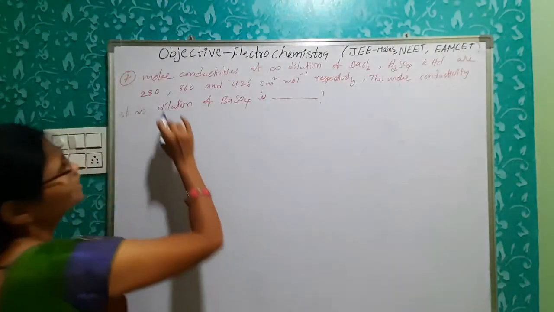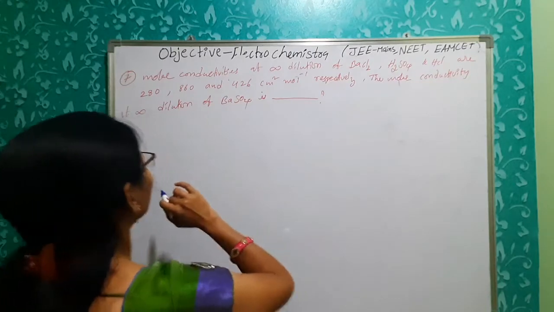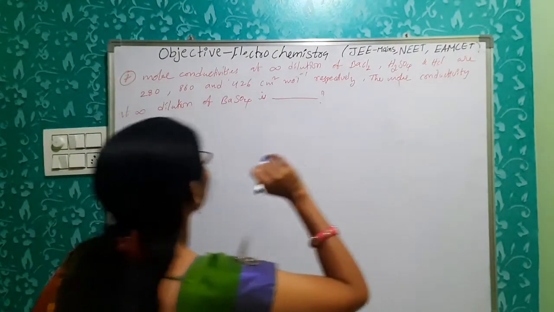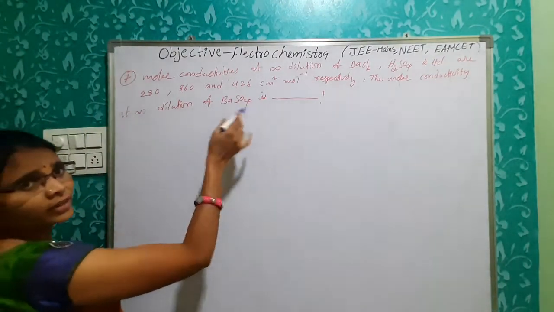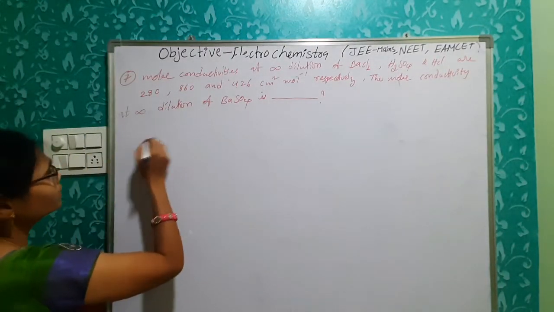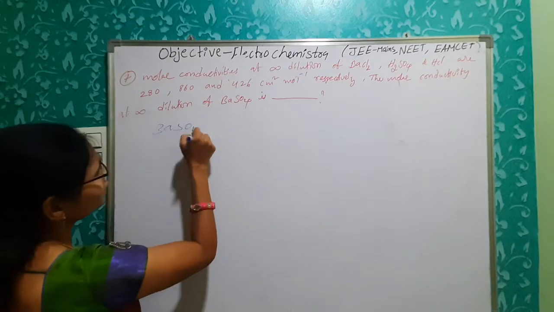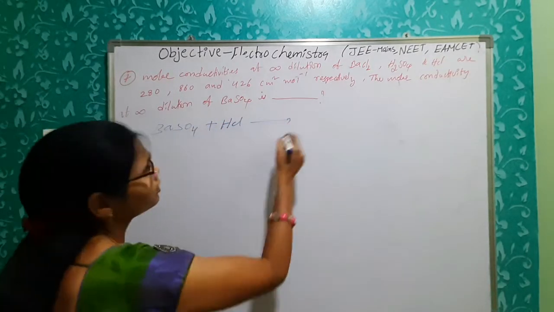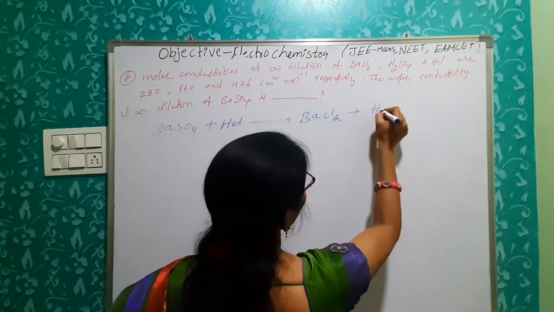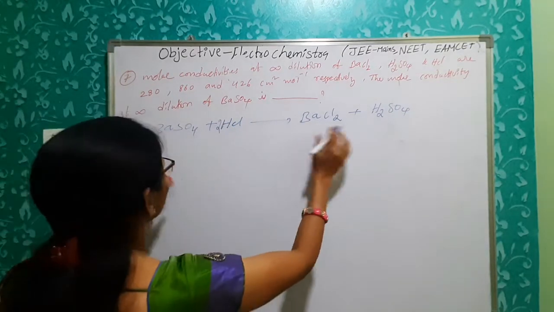Next problem. Molar conductivities at infinite dilution of barium chloride, sulfuric acid, and hydrochloric acid are 280, 860, 426 Siemens centimeter square mole inverse respectively. The molar conductance of barium sulfate at infinite dilution? Okay. Simply what is the formula? Before going to that, write down the equation. Barium sulfate reacts with HCl to give barium chloride and sulfuric acid.